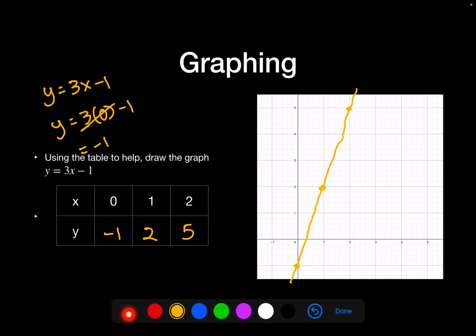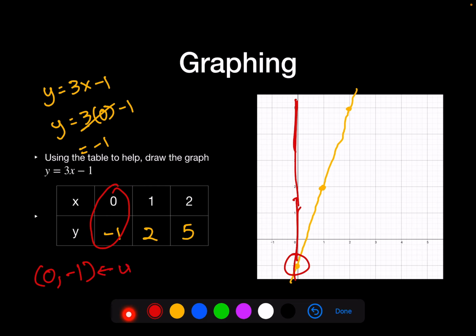Before we move on to the next bit, there are a few things that I would like you to notice. Firstly, wherever x is equal to 0, when x is equal to 0 and y is equal to negative 1, that is right over here, and this is the place where this graph crosses our y-axis. So negative 1, which is the y value, is our y-intercept. This over here is our y-intercept. So 0, negative 1 is the y-intercept.